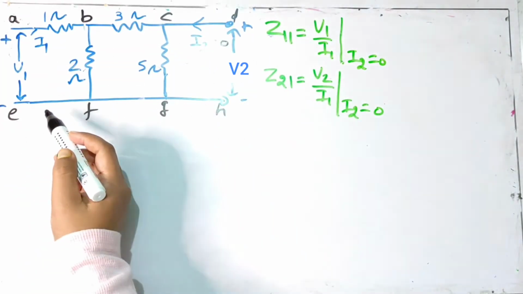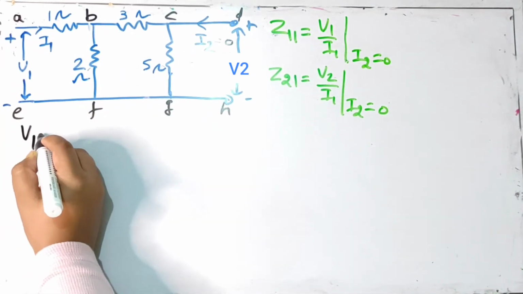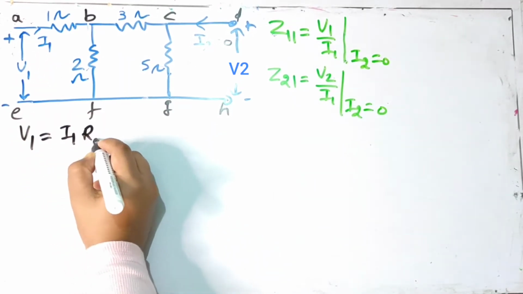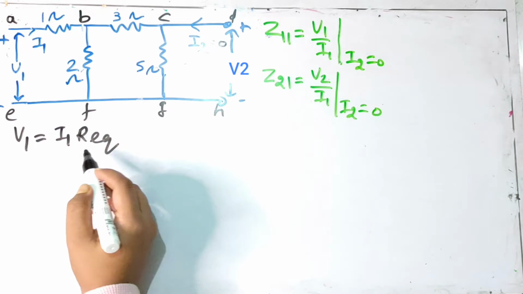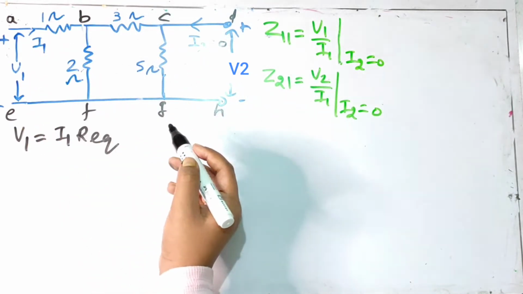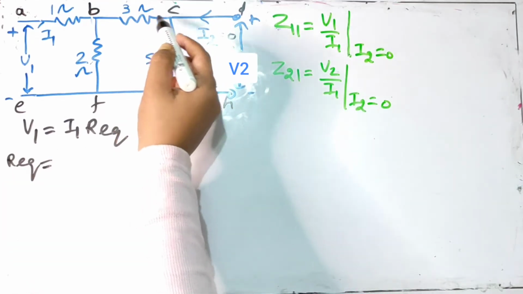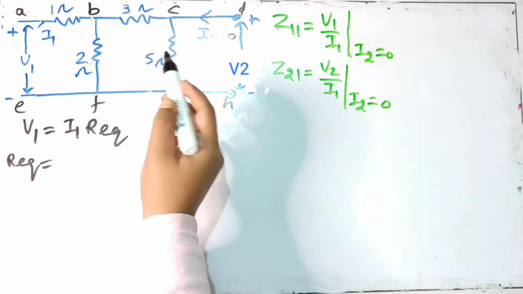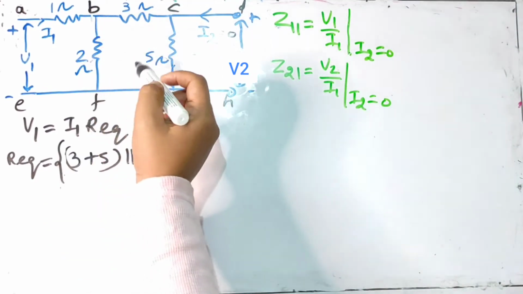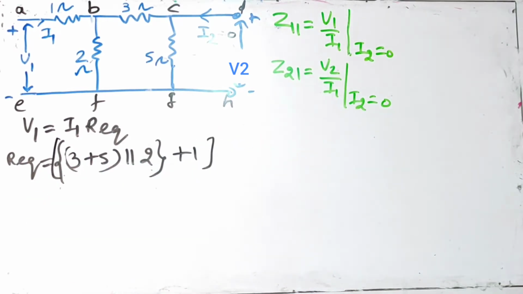So if we look at the circuit from terminals A, E, we can write the equation V1 is equal to I1 R equivalent, where Req is the equivalent resistance of all the resistances present in the circuit. So let's just find out R equivalent. Since I2 is equal to 0, 3 and 5 ohm come in series, which in turn come in parallel with 2 ohm, which is again in series with 1 ohm. This is R equivalent.